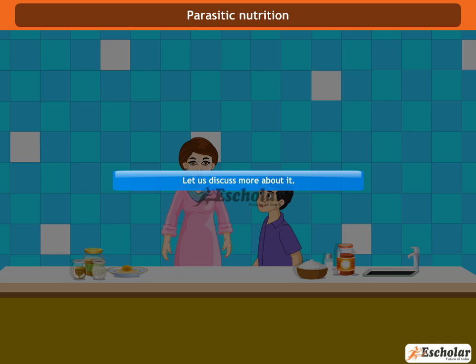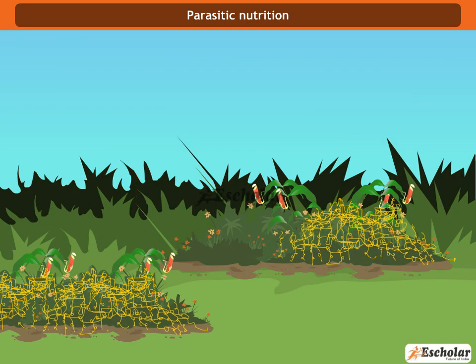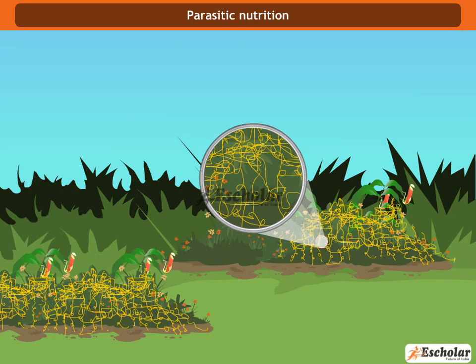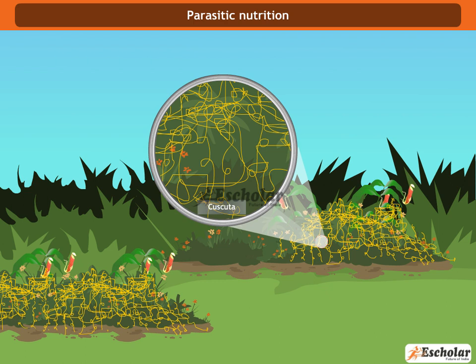Have you observed yellow tubular structures twining around the stem and branches of a tree? This is a plant called Cuscuta, which does not have chlorophyll. The plant on which it climbs is called a host. Cuscuta gets its nutrients from that plant. Thus it is called a parasite.